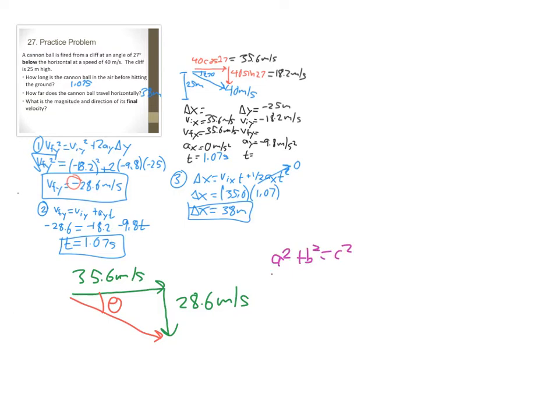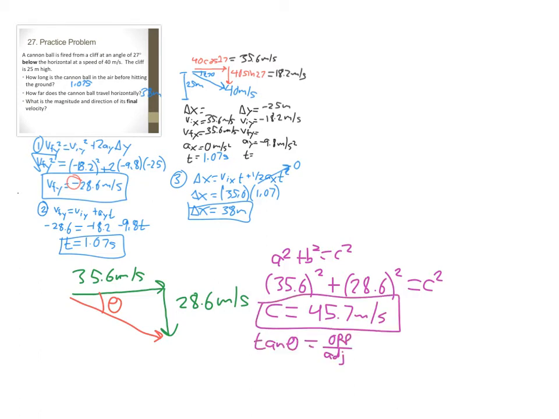So I can go ahead and do the Pythagorean theorem here, 35.6 squared plus 28.6 squared equals c squared, and get that the hypotenuse, which is the magnitude, ends up being 45.7 meters per second. In order to get the angle, I'm going to use the tangent, and so I know the tangent is the opposite, 28.6, over the adjacent, 35.6, and I end up getting that my angle, when I take the inverse tangent of both sides, is 38.8 degrees.